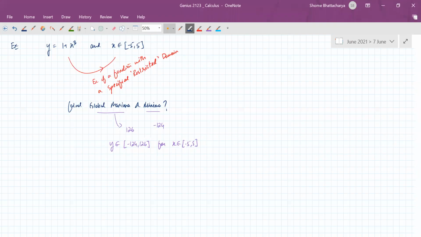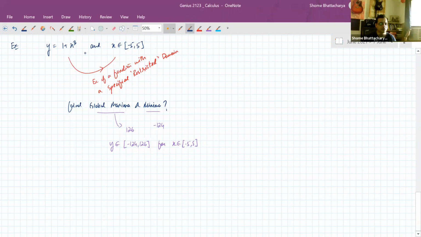The easiest way we could have analyzed this function is we could have seen that x cube is a term, a function x cube is what we call an increasing function for all values of x.